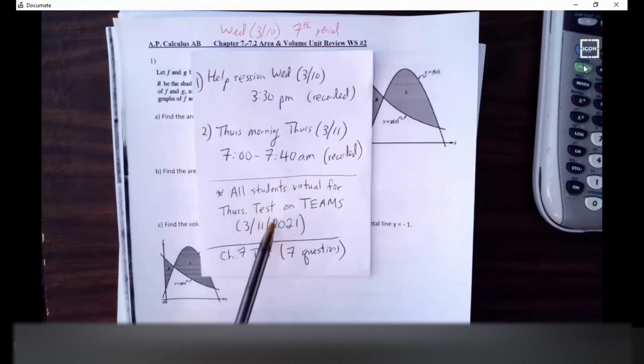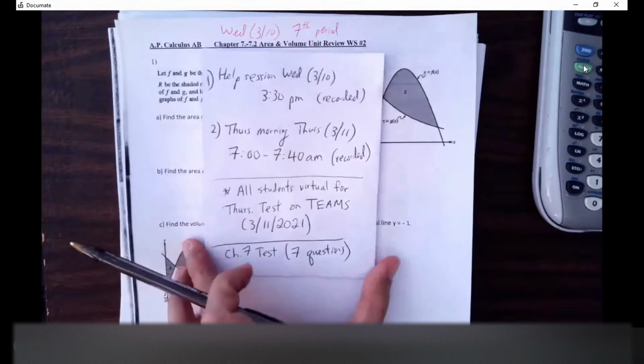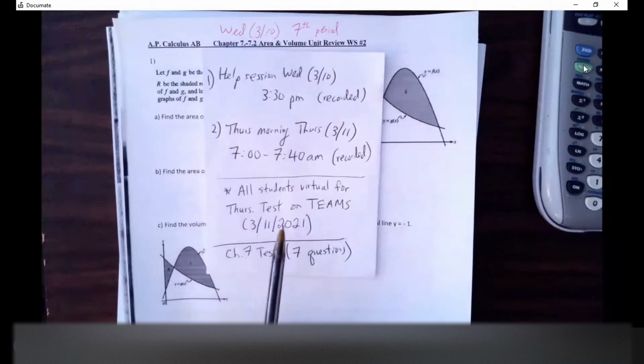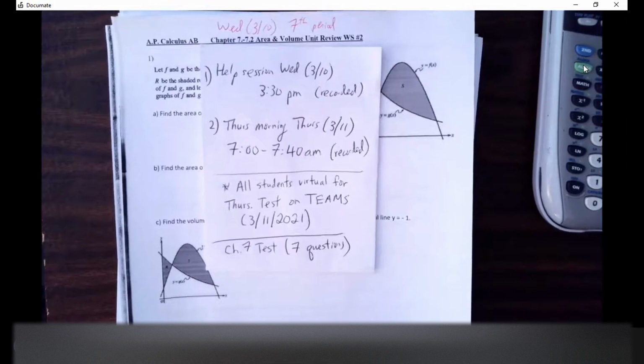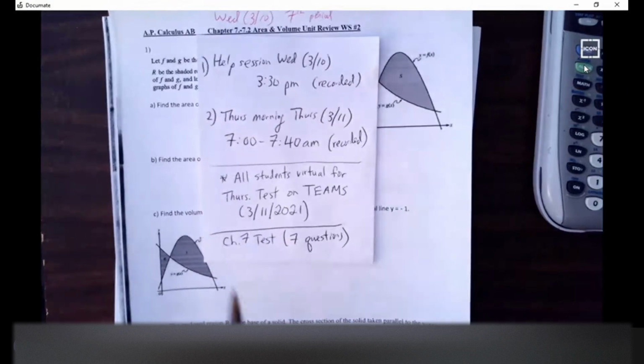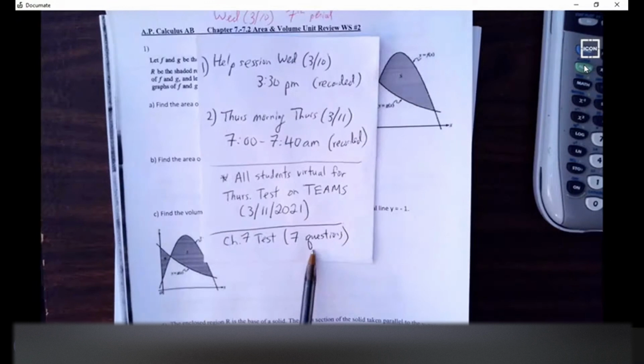All right, students will be taking this test virtually tomorrow over Teams. So yeah, no face-to-face tomorrow, and our test will be 7 questions, pretty much the length of this here: 1, 2, 3, 4, 5, 6, 7. So you have 7 sub problems, and that's what to expect on the test.